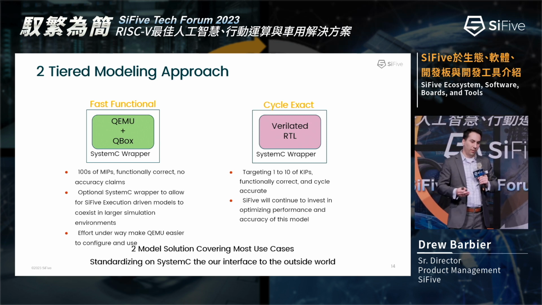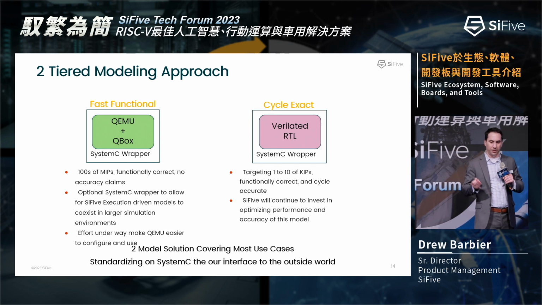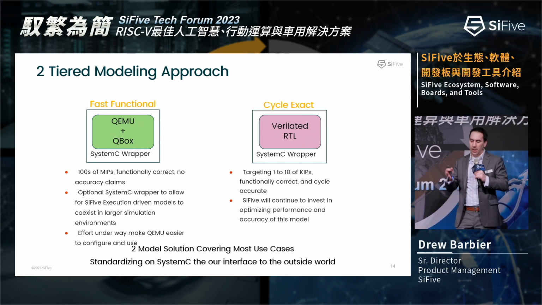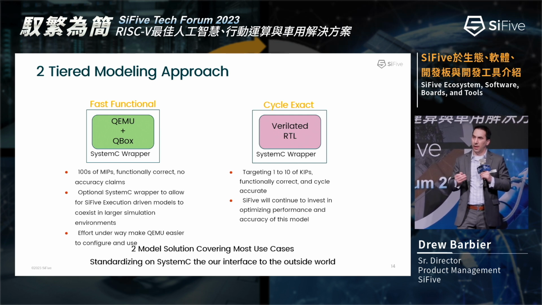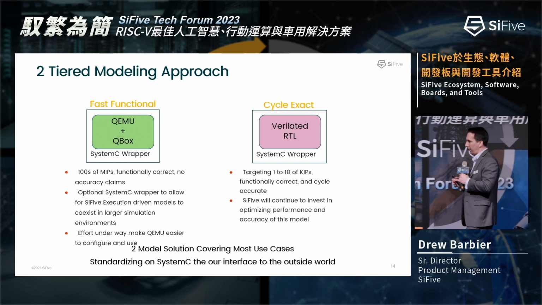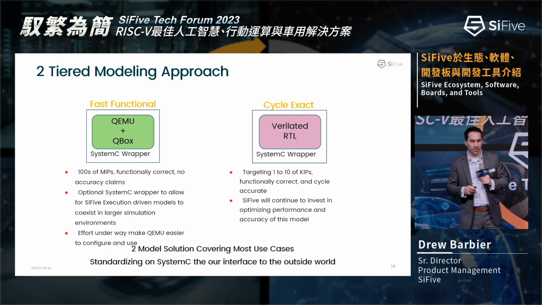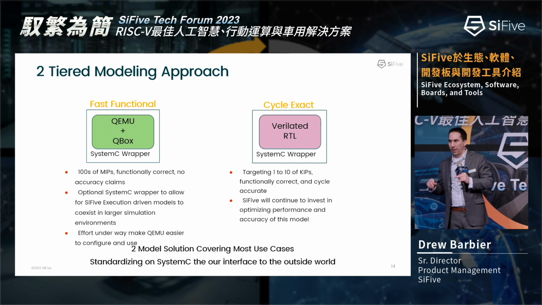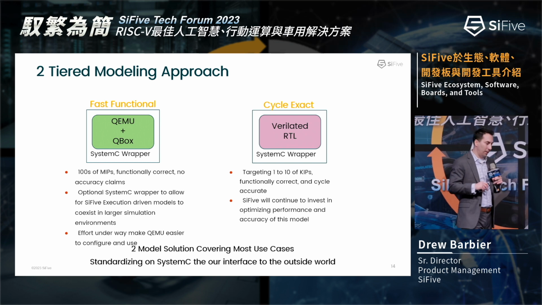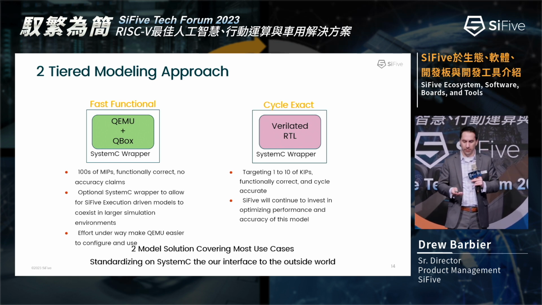On the other side, I talked about QEMU a lot. So QEMU runs at hundreds of MIPS depending on the machine. And again, this is used mostly for software development. In both cases, what we've done is wrap both of the models with SystemC. So SystemC is a programming environment that allows lots of models of different types to be stitched together. And the goal here is to have similar interfaces between both the functional model and the performance model and the cycle model in order to enable our customers to drop either one into their modeling environment.